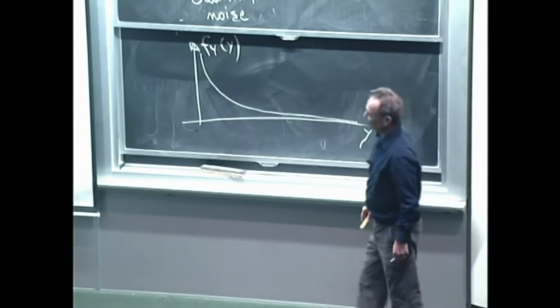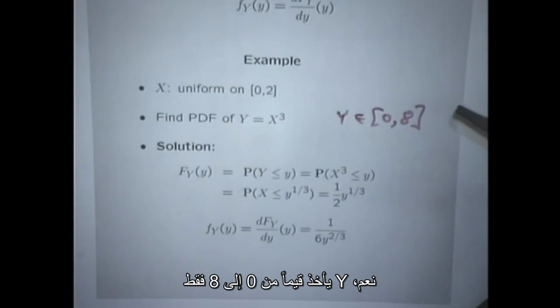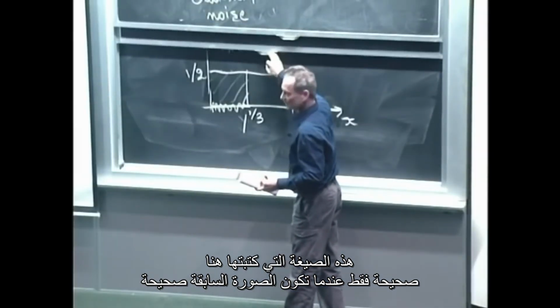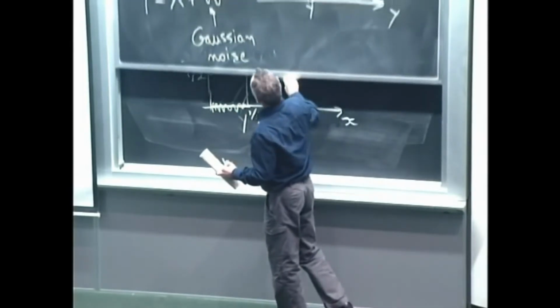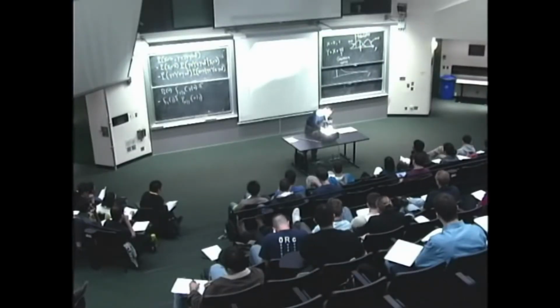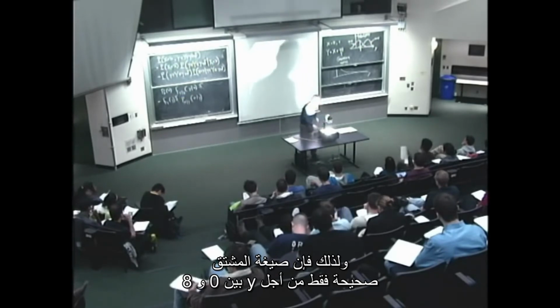What's wrong with it? Well, y only takes values from 0 to 8. This formula that I wrote here is only correct when the previous picture applies. I took my y to the 1/3 to be between 0 and 2. So this formula here is only correct for y between 0 and 2. For y between 0 and 8. And for that reason, the formula for the derivative is also true only for y between 0 and 8.